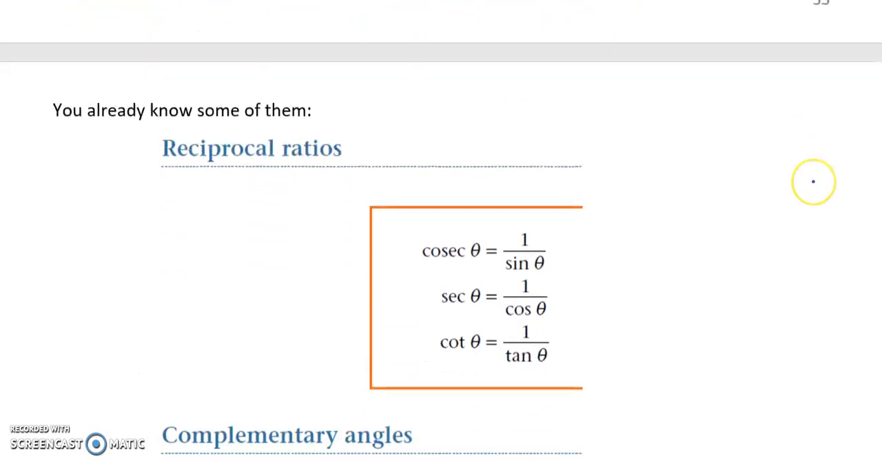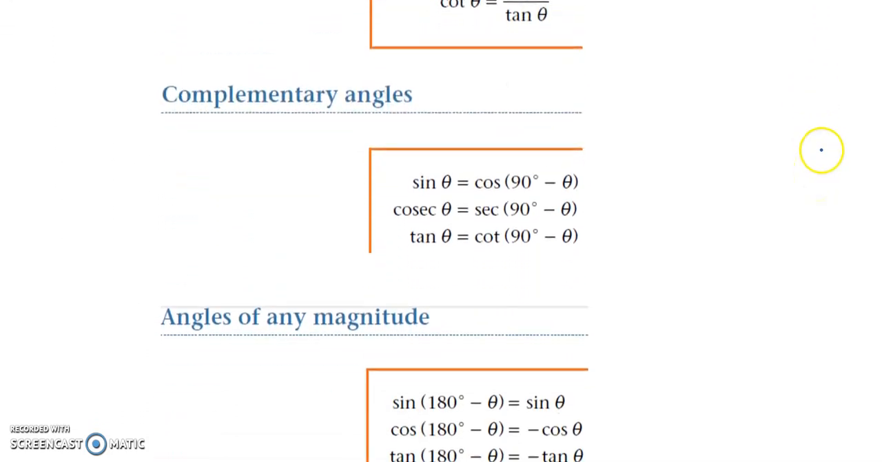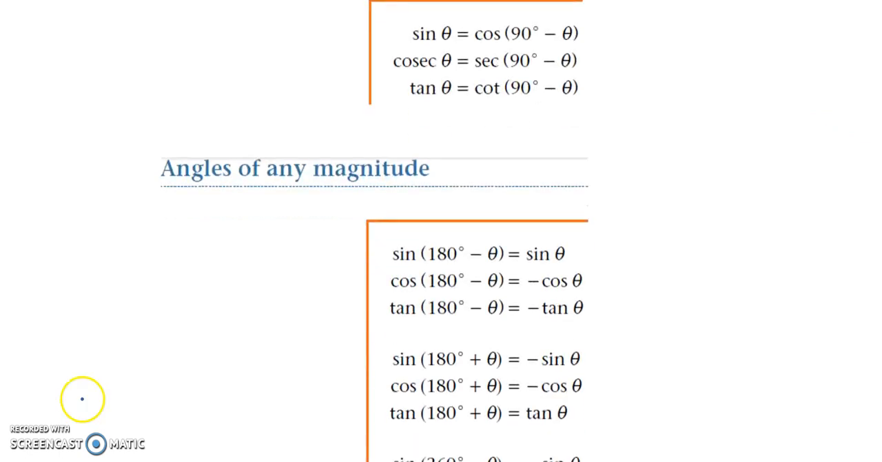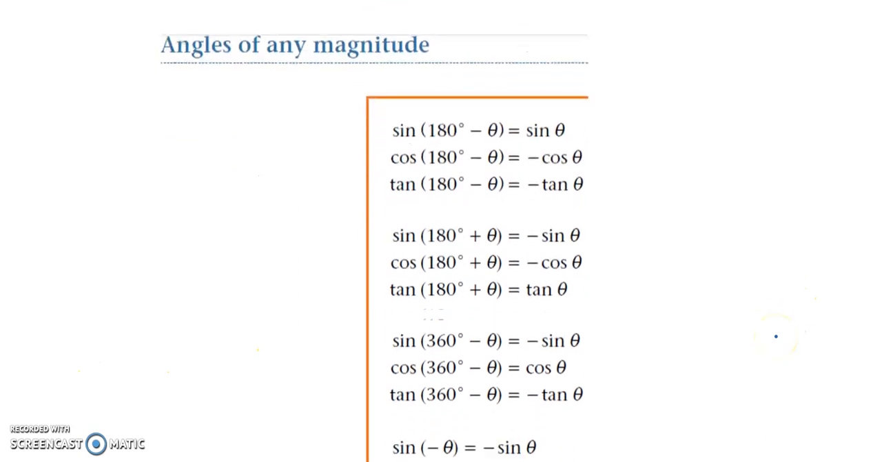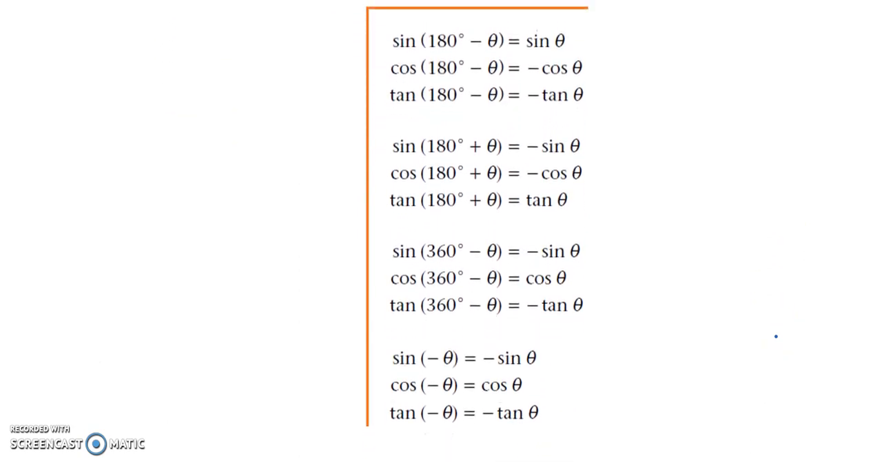Okay. You also need to know these reciprocal ratios, which we already know, but also complementary angles. So sine 90 minus theta is the same as cos theta, and cosec 90 minus theta is the same as sec theta. Angles of any magnitude as well is where we're looking at things like this: sine 180 minus theta is sine theta, cos 180 minus theta is negative cos theta, etc.